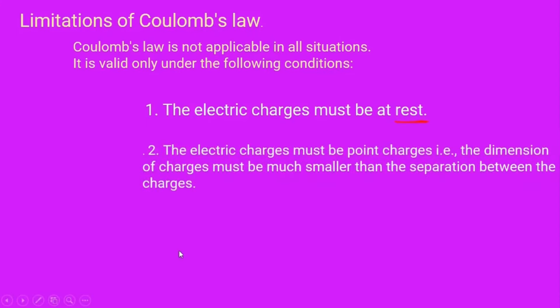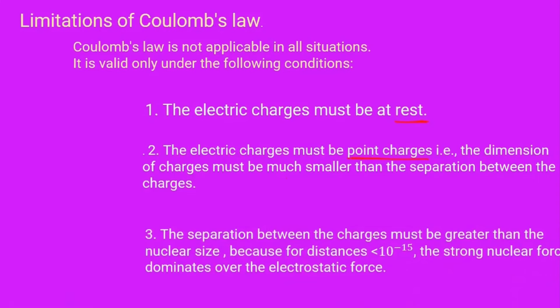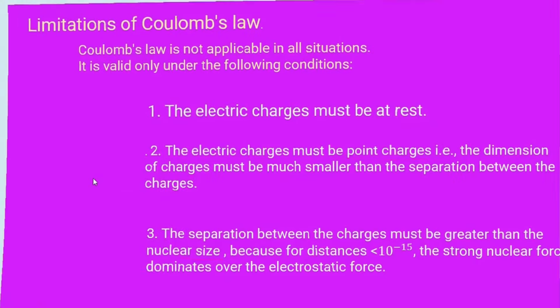Next, the electric charges must be point charges. Again here the term point charges is coming, whose meaning is that the dimension of charges must be much smaller than the separation between them. So that is why Coulomb's law is valid only in case of point charges. Next, the separation between the charges must be greater than the nuclear size. That means within the dimensions of nuclear size, Coulomb's law has no application, because there the nuclear forces dominate over the Coulombian forces. So these are the three conditions under which Coulomb's law is valid.